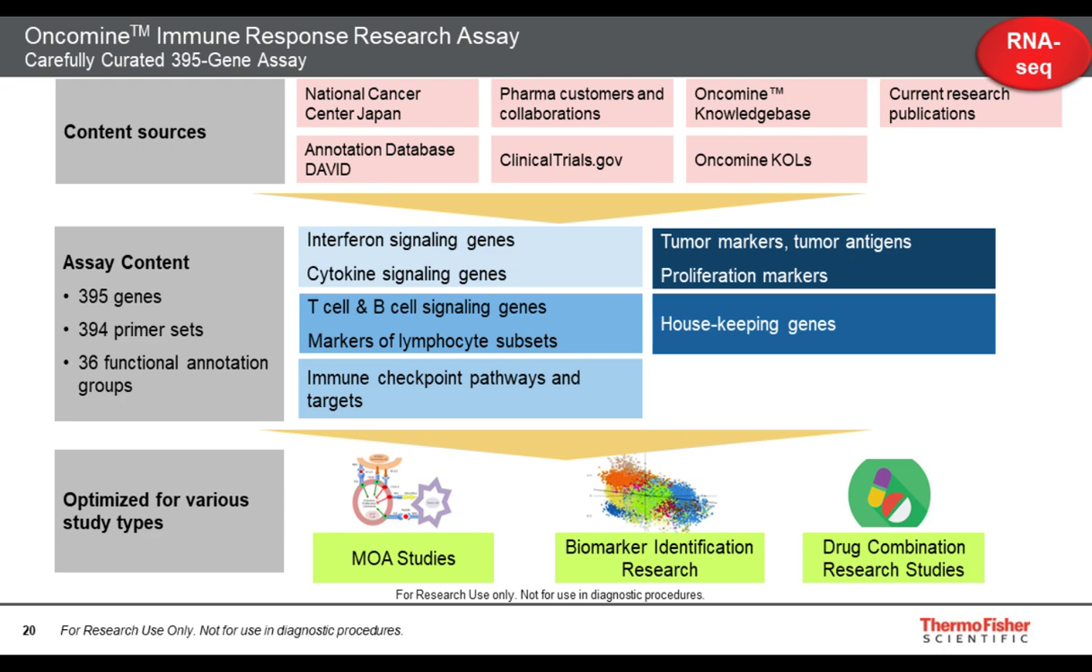These include things like drug targets and genes involved in checkpoint pathways, markers of different types of immune cells and signaling molecules that inform B and T cell activation, and tumor characteristics such as tumor antigens, proliferation, and apoptosis. Lastly, we've included some housekeeping genes to provide sample or run quality control and to use for normalization. The key applications of interest for this panel are use in studies of mechanism of action, discovery of novel biomarkers, and in providing rationales for drug combination.